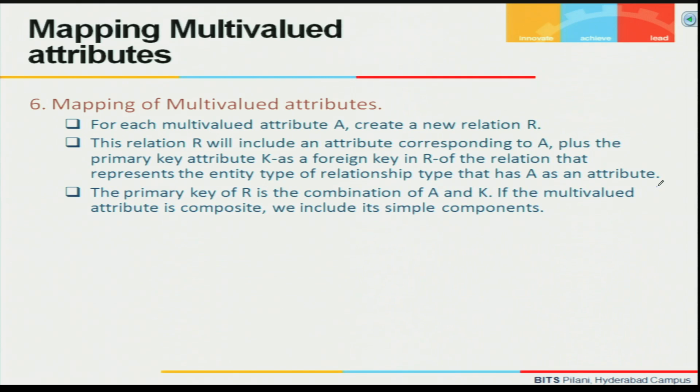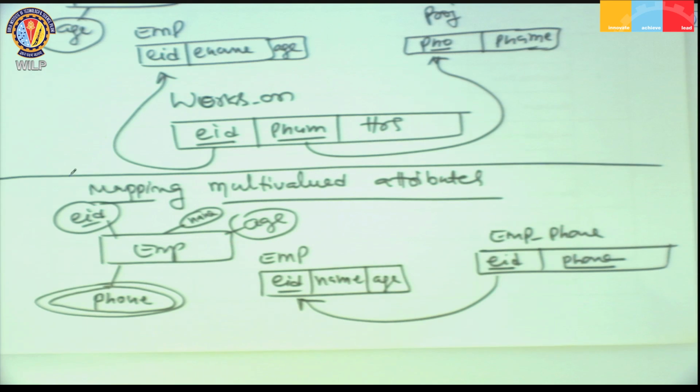The next thing is how to map multi-valued attributes. For each multi-valued attribute A, create a new relation R. Okay, let us try to understand the concepts with an example. We are done with this, and now we discuss how to map multi-valued attributes into relation schemas. Let us take the example of the employee entity type.